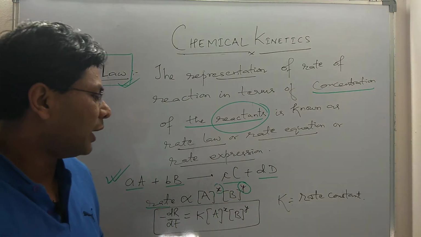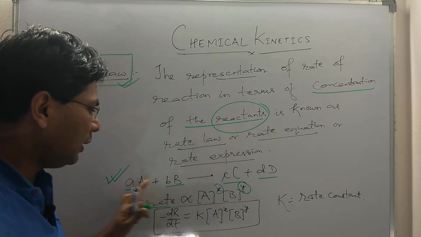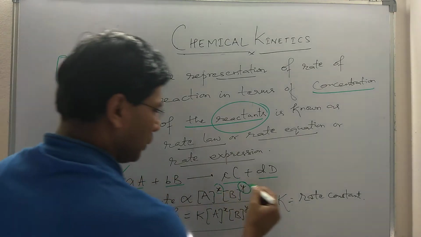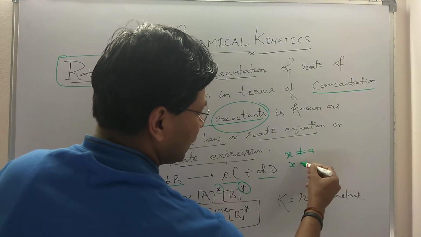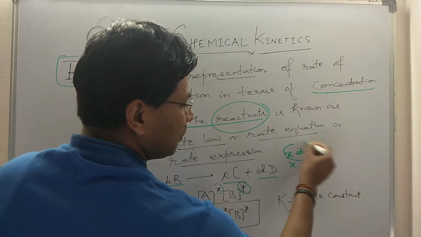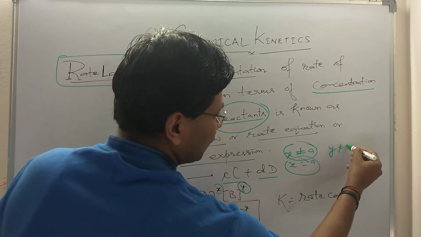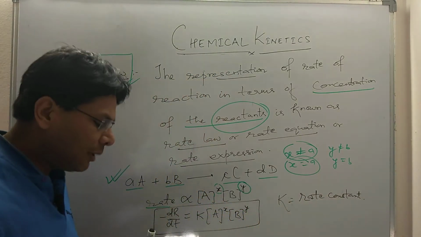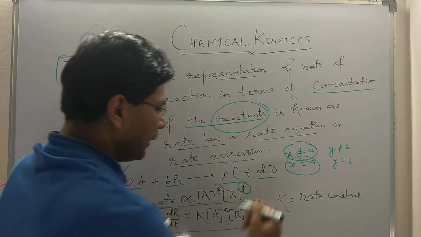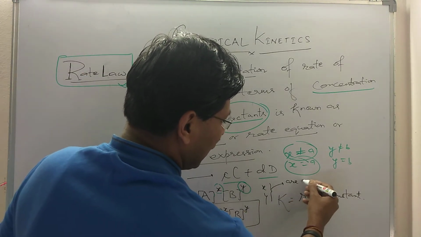This x may be equal to a, or may not be equal to a. Y may be equal to b, or may not be equal to b. And x and y are experimentally determined.